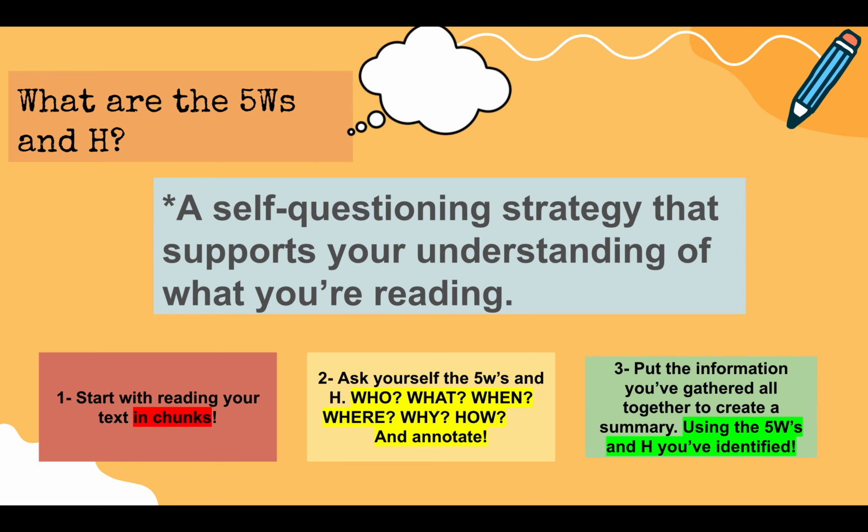When we model this technique in the next slide, we're going to read the text in parts. As we read, we're going to stop and ask ourselves who, what, when, where, why, how, and annotate these details on the side. When you're reading, you can annotate this in your notebook or on your worksheets. And then we're going to put all that information we've identified together to help us create a summary about what the text is mostly about.